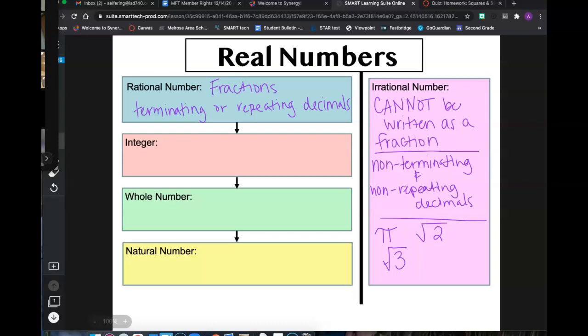Now, rational numbers are nicer. They make more sense to us. Irrational numbers don't really make sense. Now, if they're a rational number, then they could be these other things also. They don't have to be, but they could be. So we're going to start down here at the bottom, a natural number. Okay, a natural number is a counting number.